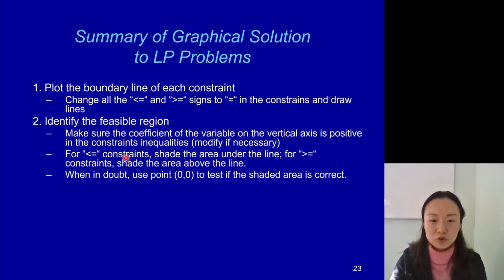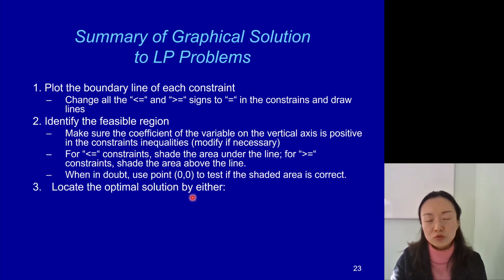For a less than or equal to constraint, you shade the area under, and for a greater than or equal to constraint, you shade the area above. And when you are in doubt, use the point 0, 0 to test to see if the shaded area is correct.